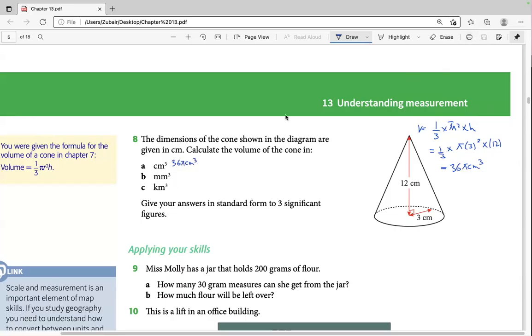We can also change it. We have our calculators. Now millimeter cube. Centimeter to millimeter, what do we do? We're going to times it by 10 cubed. So it's going to be 1,000, times it by 1,000. And then kilometer cube.